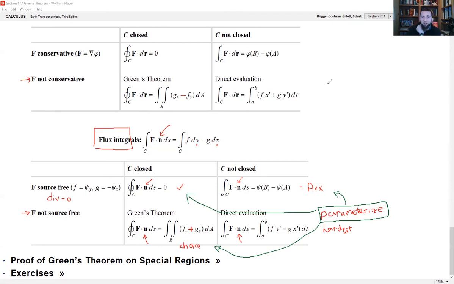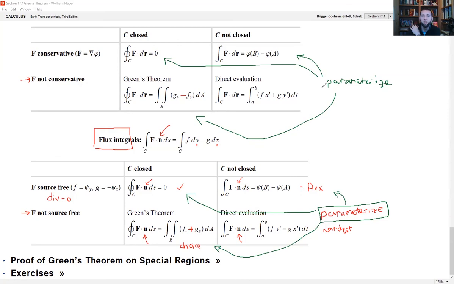Similarly, up above, you could parameterize in all these cases. You could parameterize instead of using the fundamental theorem of line integrals. You could parameterize instead of taking advantage of the fact that the work is 0 around a closed path of a conservative field. You could parameterize instead of using Green's theorem. But it's only in the case where C is not closed and F is not conservative that you must parameterize if you're going to calculate the work.